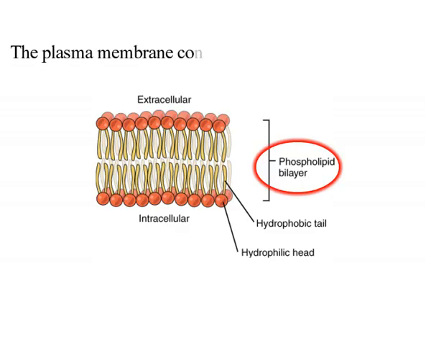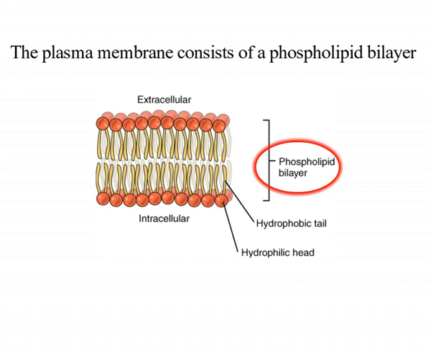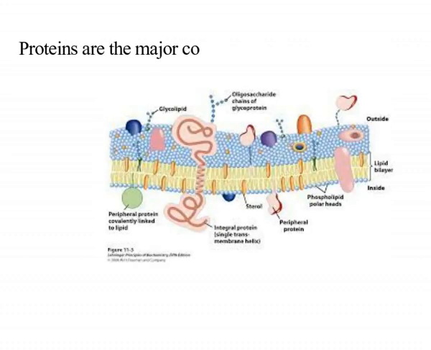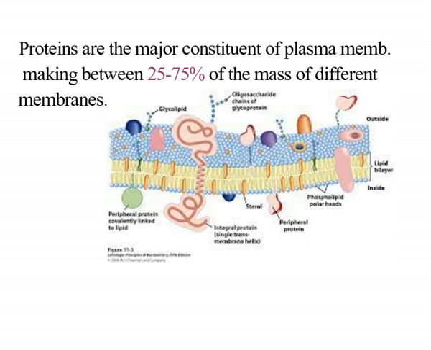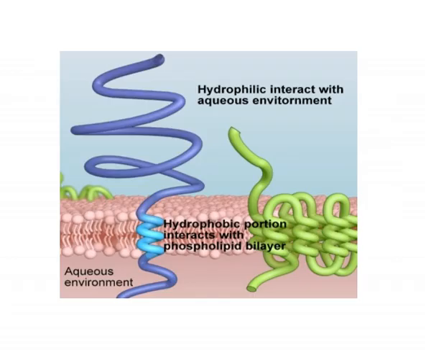The plasma membrane consists of a phospholipid bilayer with associated proteins. The proteins are the major constituents of the plasma membrane, making up between 25 to 75% of the mass of the different membranes. The membrane proteins are amphipathic molecules in which the hydrophilic portion interacts with the aqueous environment on either side of the plasma membrane, and the hydrophobic portion interacts with the phospholipid bilayer.